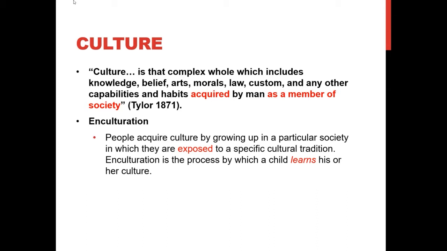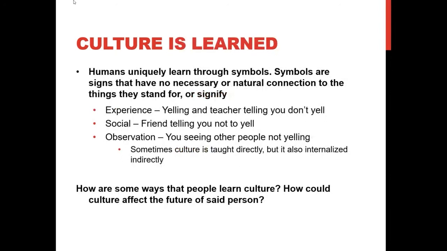So, enculturation is the process in which a child learns culture, okay? Now, how is culture learned? Humans uniquely learn culture through symbols. Symbols are signs that have no necessary or natural connection to the things they stand for or signify. That kind of should already make sense. I know it sounds complicated, it's not. Symbols are just things that have no connection to biology, I guess you could say, right?